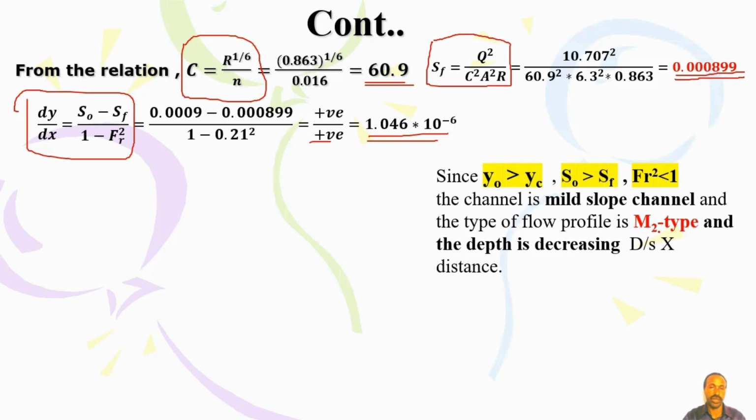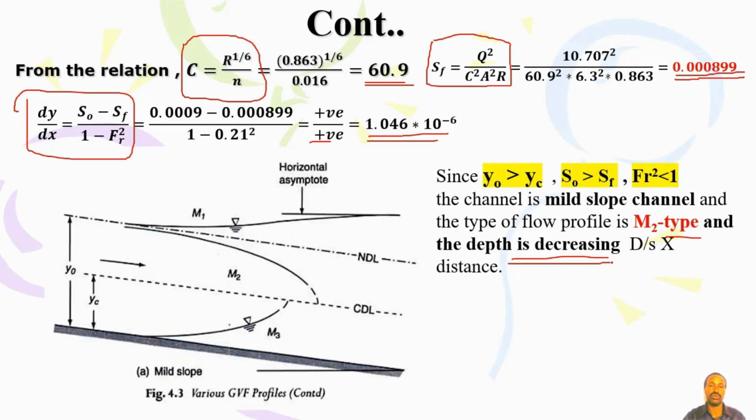And the type of the profile is M2 type, and the depth is decreasing. Let me show you. This is the profile, the M2 profile. So the depth is decreasing from y0 toward the critical depth yc along the channel. So I hope this is clear.